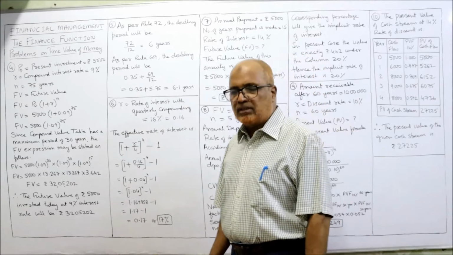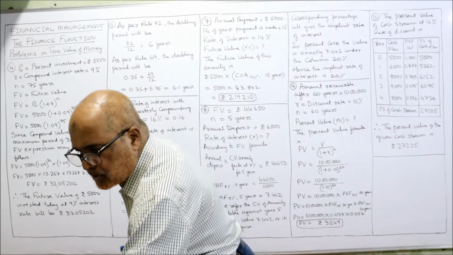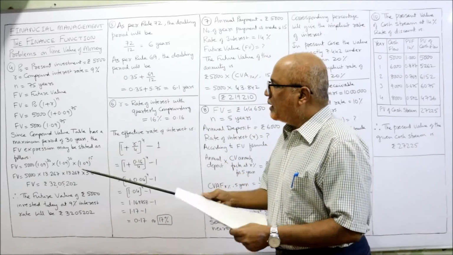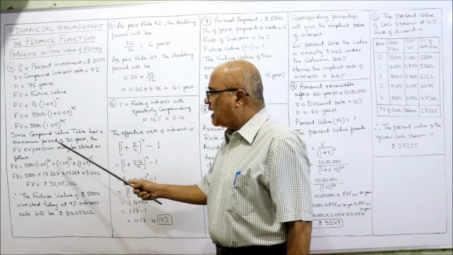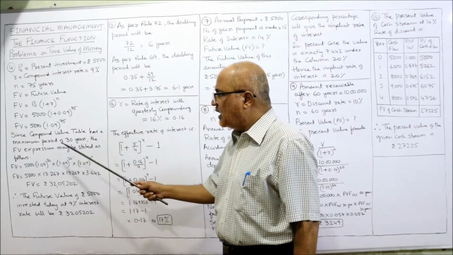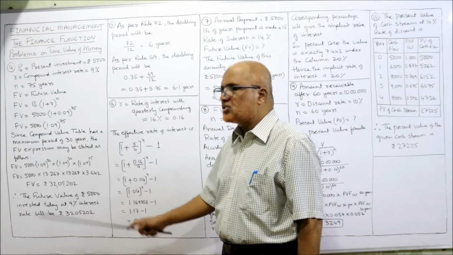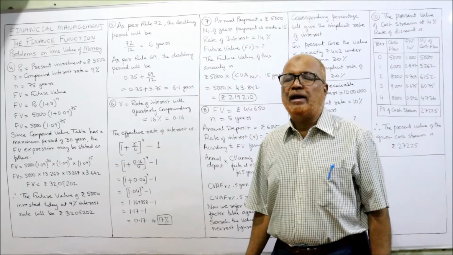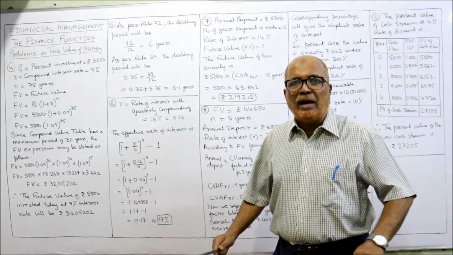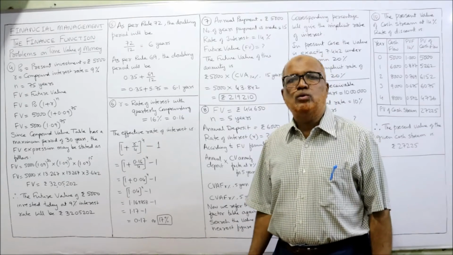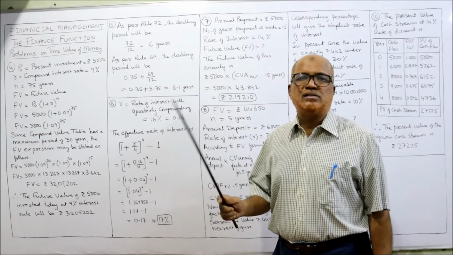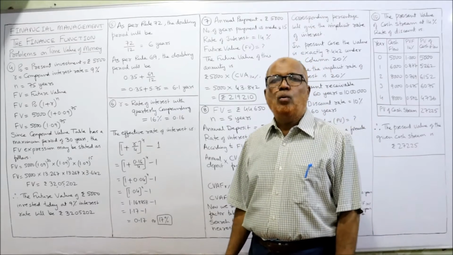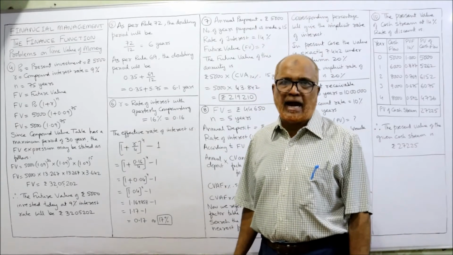Already I have given that compound value table in the description. You must always keep a print of that. Since the compound value table has a maximum period of 30 years, the future value expression may be stated as follows. We won't have a 75 years future compound value table. So what we'll do, we'll bifurcate that 75 into 30 plus 30 plus 15, 75. Mathematical rule is there, when bases are same, powers can be added.